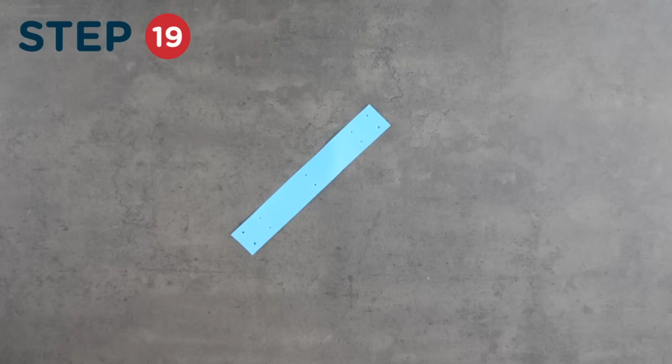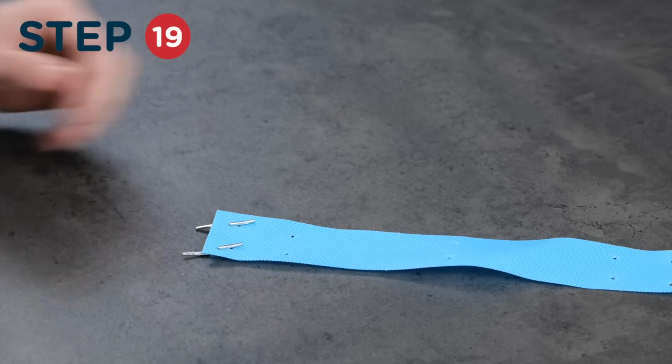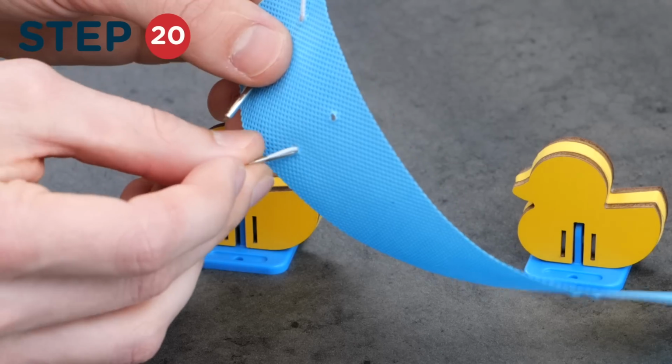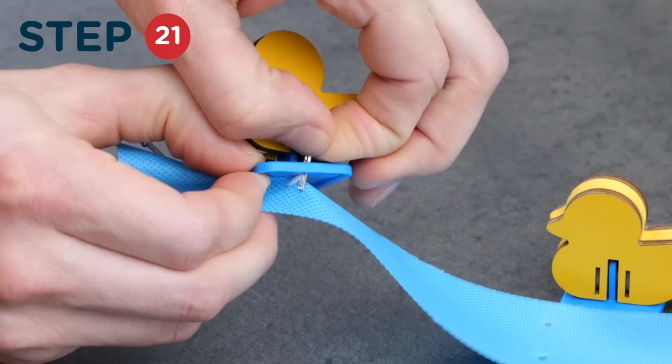Now find the blue fabric belt and 2 white elastic cords. Insert the 2 white elastic cords into the 2 holes on one end of the belt. Now locate 3 more white elastic cords and use them to attach all 3 ducks to the blue fabric belt.